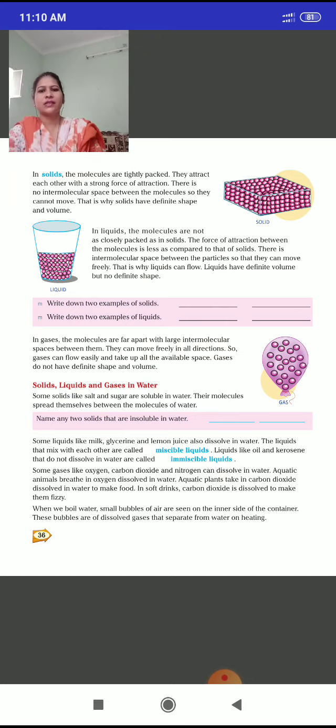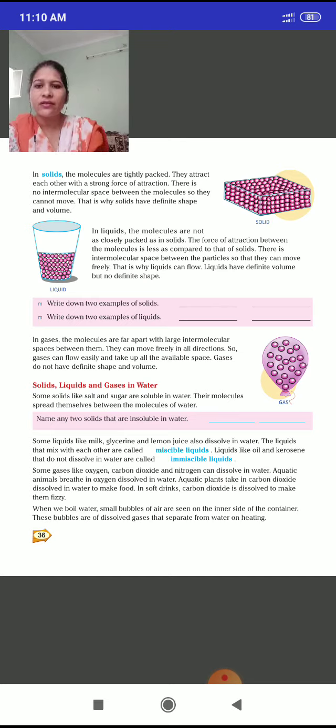Some gases like oxygen, carbon dioxide and nitrogen can dissolve in water. Aquatic animals use the oxygen dissolved in water. Aquatic plants take in carbon dioxide dissolved in water to make food. In soft drinks, carbon dioxide is dissolved to make them fizzy. Like liquids mixing with other liquids, in the same way some gases are dissolved in water. Some examples we have read here: oxygen, carbon dioxide, nitrogen can dissolve in water.